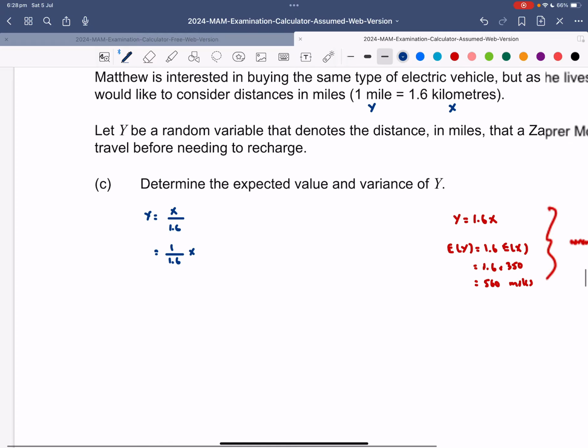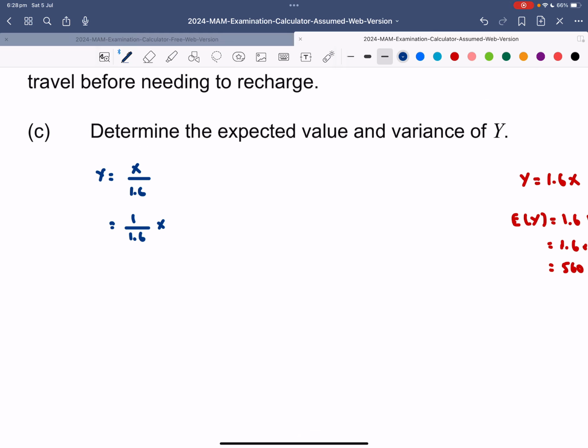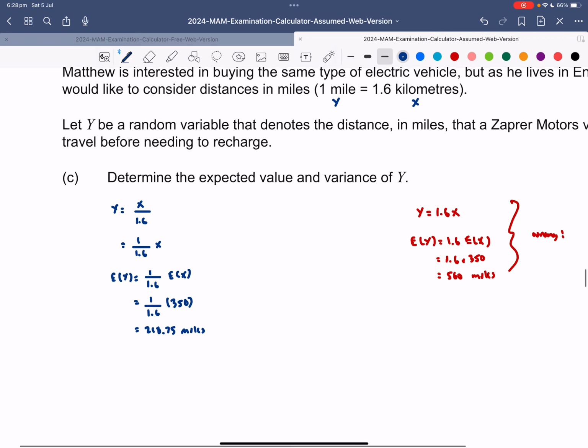Perfect. And now, knowing that, it's actually much easier, and now I'll get the correct answer. So the expected value of y is 1 on 1.6 times the expected value of x. The expected value of x was 350. And if you do 1 on 1.6 times 350, you will get the correct answer: 218.75 miles. Important that we write the units down.